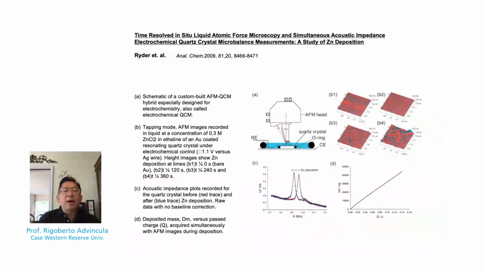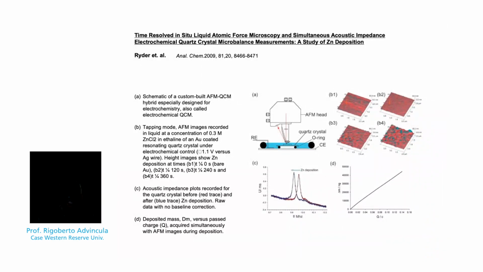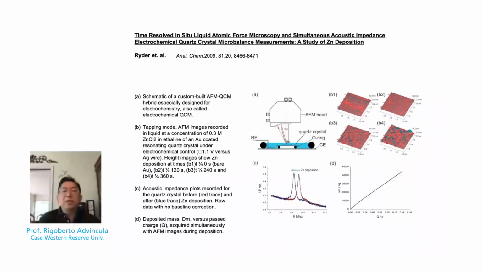Now, simultaneously, one is looking at the impedance plot before and after zinc deposition. And here with no baseline correction. But probably more relevant to the AFM image is what is shown below: the deposited mass versus passed charge, or even with an x-axis of time, simultaneously with imaging. In other words, one can actually measure the mass correlating to the different morphologies observed by AFM.